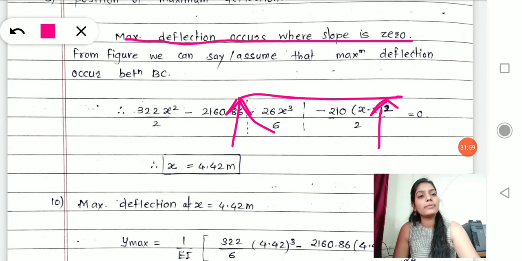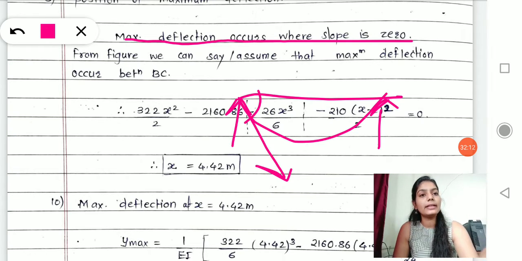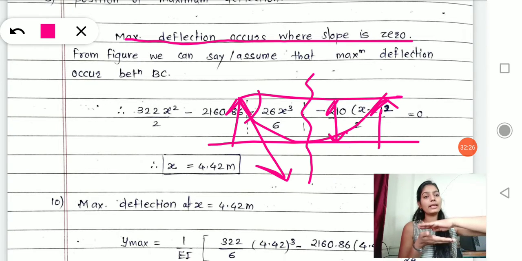This is your beam. If it is deflecting like this, the tangent drawn to your elastic curve will represent the theta. The angle will represent the theta. See here, I have drawn a tangent over here. The angle between the original axis of your beam and a tangent will represent the slope. But if I reach the mid span, the tangent will be horizontal and there is no angle between them because both lines are parallel to each other.